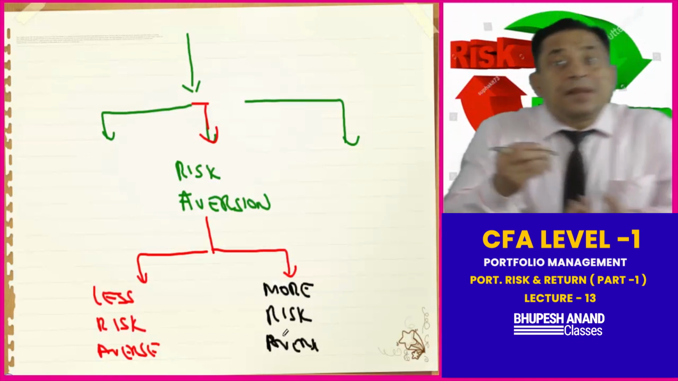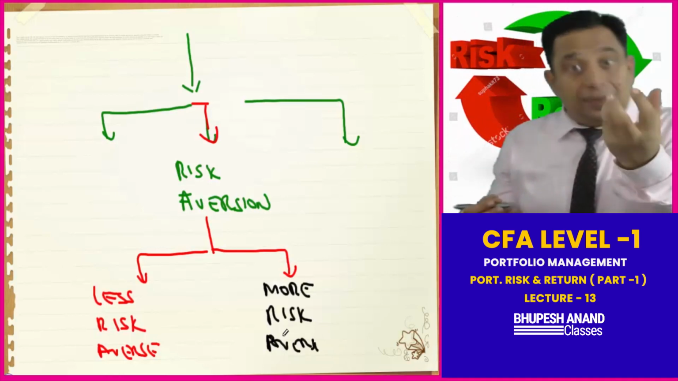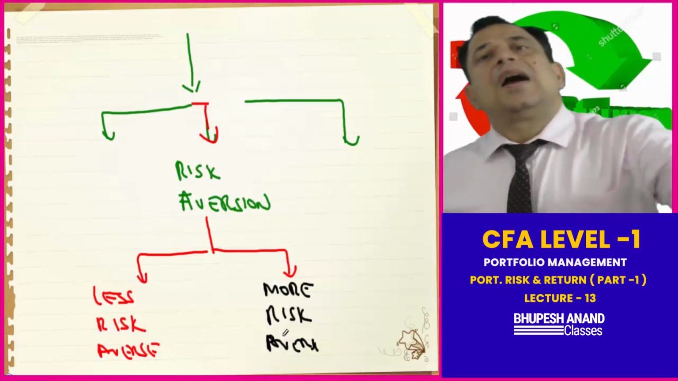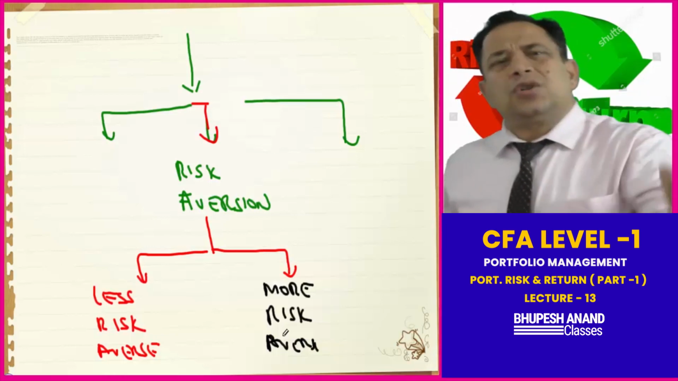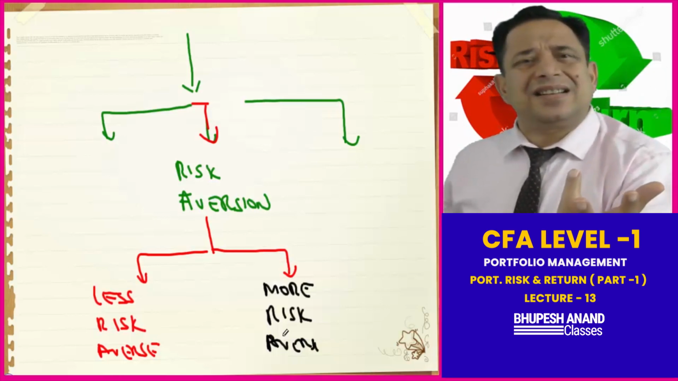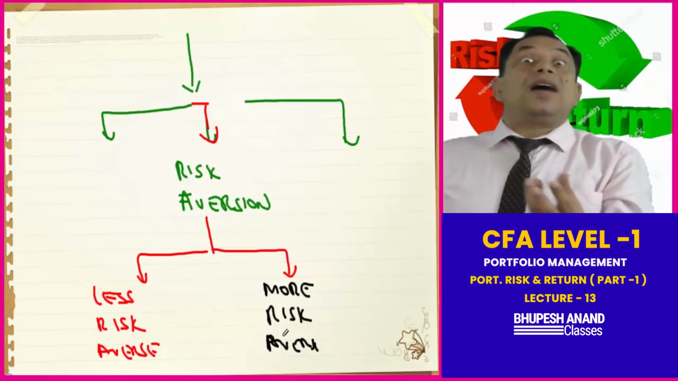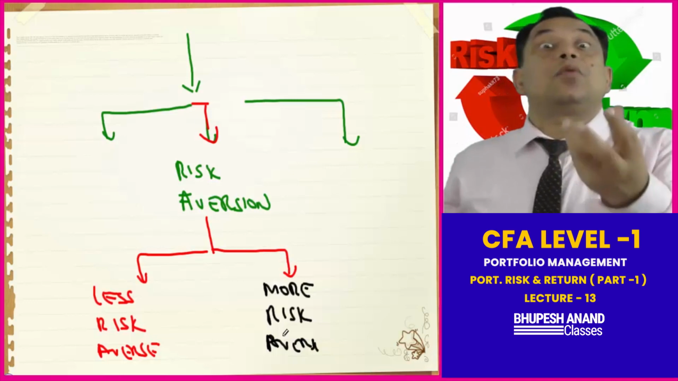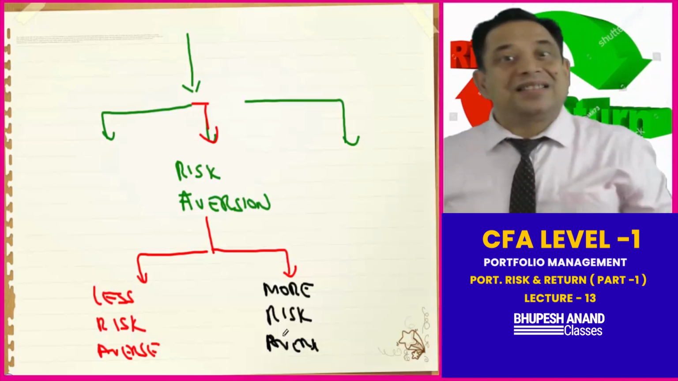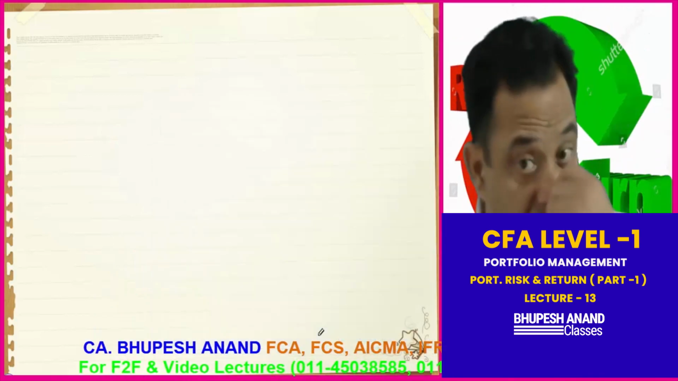Less risk averse means if I increase the risk by 1 unit, then they will expect 1 unit or at least 2 units of return to be increased in the same proportion. That is less risk averse. But when I say more risk averse, it means for 1 unit of increase in risk, they require a huge increase in the return. That is named as more risk averse.